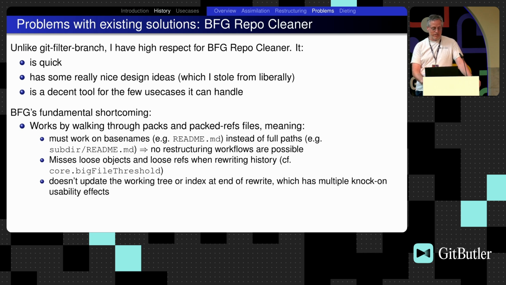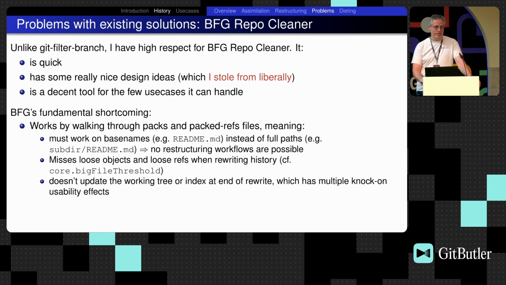But it had some other knock-on effects as well. It couldn't rewrite history if you had loose objects or loose refs. And you might say, well, just repack beforehand. In fact, BFG encourages you to do that. Please make sure you repack before you use it. But that might not solve everything because of things like core.bigFileThreshold. Also, since it only works on packs and packed refs, it doesn't update the working tree or index at the end of the rewrite, which has a number of interesting knock-on usability effects and decisions that they had to make, which make it difficult to extend to other use cases.